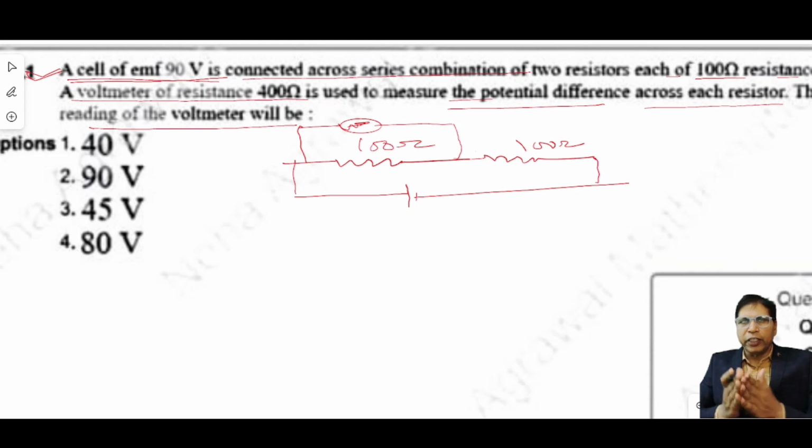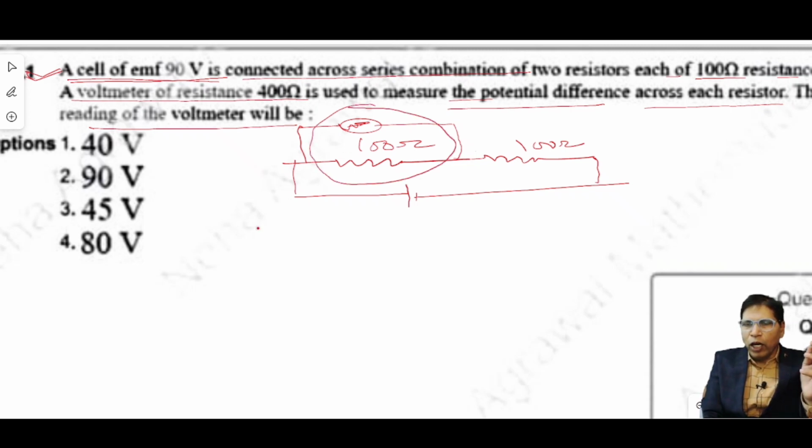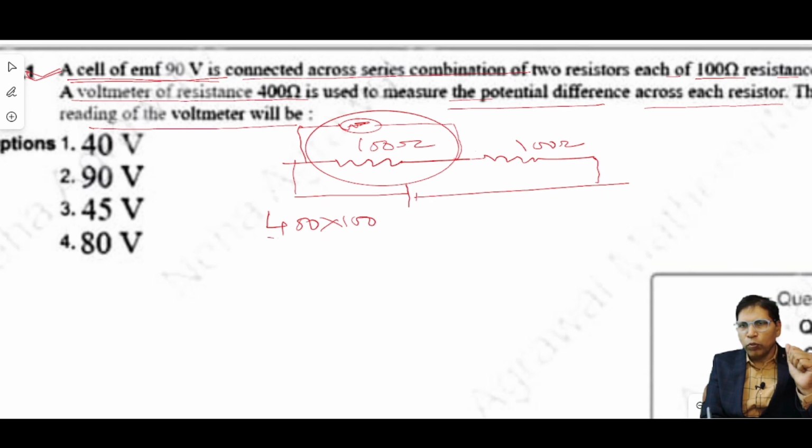Now voltmeter reading is equal to current into resistance of voltmeter circuit. What is the voltmeter circuit? Look at this, this is the voltmeter circuit. Now, the resistance of the voltmeter circuit is 400 ohm into 100 ohm divided by 400 plus 100. So, this is the 500. Now, this and this cancel out. So, this is the 80 ohm.